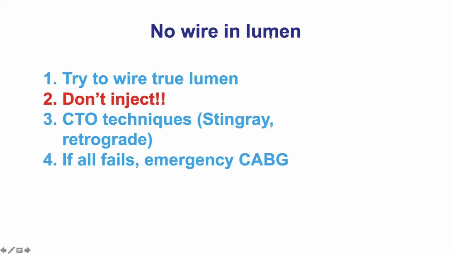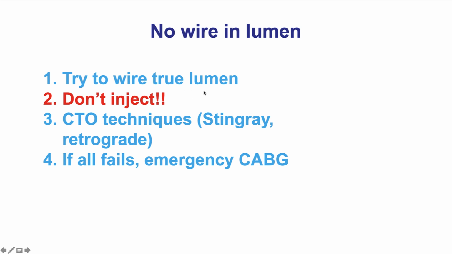So if there is no wire in the lumen, the first attempt is to try to wire the true lumen. Don't inject contrast, because contrast injections can actually worsen the dissection. Another option, if a regular wire will not go, is to use CTO reentry techniques. So for example, the Stingray system or retrograde crossing if there are collaterals to the dissected vessel. And then again, if everything fails, emergency coronary bypass may be all that is needed.